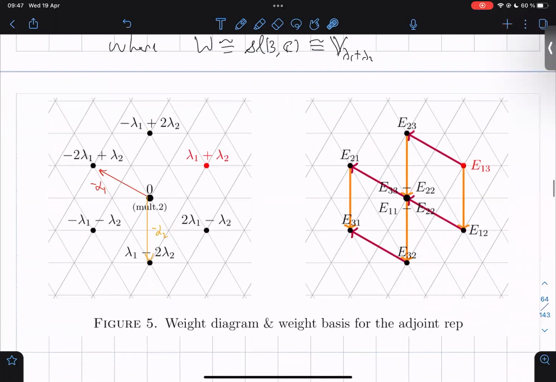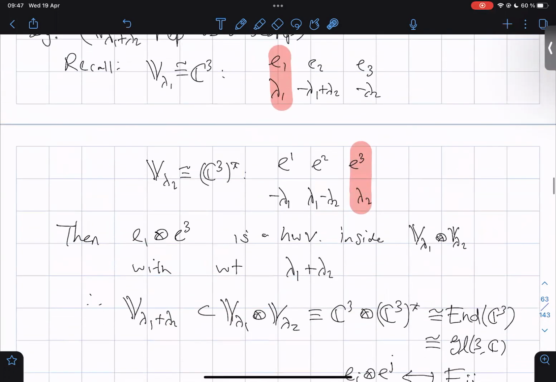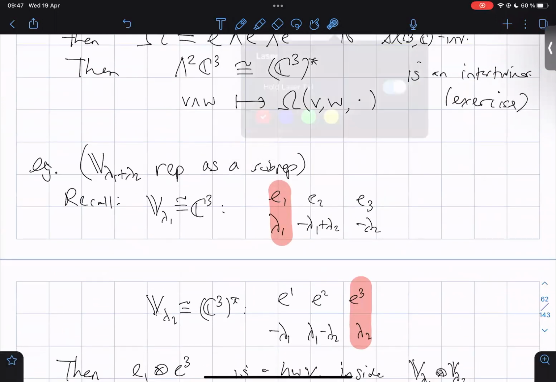Do you mind going over one more time why E13 is actually the highest weight vector? Sure. So start out with, where does this representation sit? We're building it up. It's inside this tensor product of the standard and dual standard. We know what the weight vectors and the weights are, and in particular, which ones are the highest one.